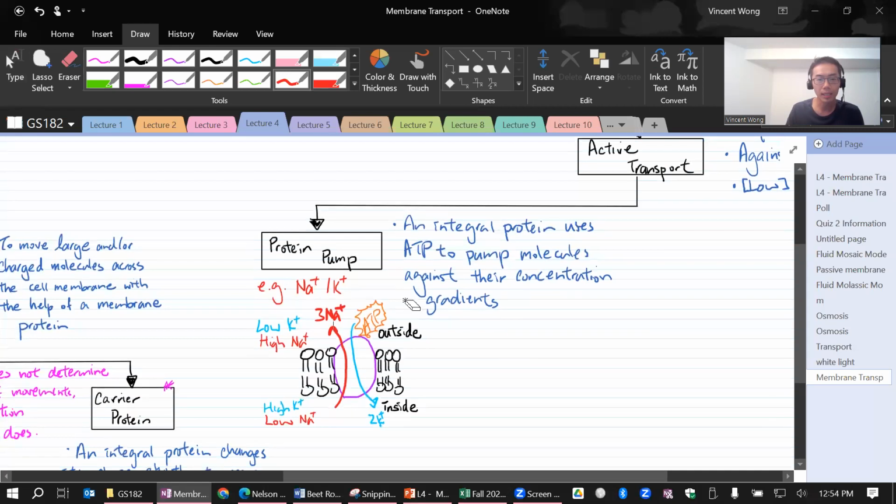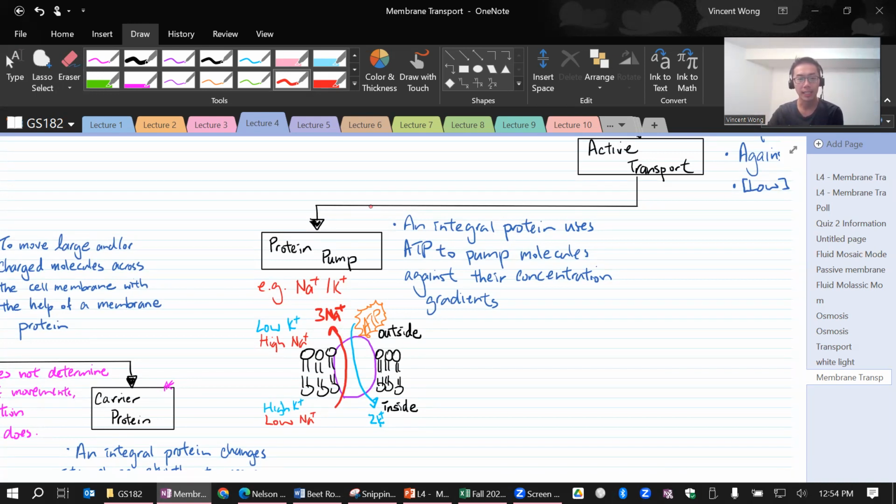So if you look at the sodium, you're going from low concentration to high concentration, right? Against its concentration gradient. Same thing for the potassium. You're going from low to high. You're going against its concentration gradient, which is why you need to have ATP to provide the energy for transporting these things. So that's just one type of protein pump.